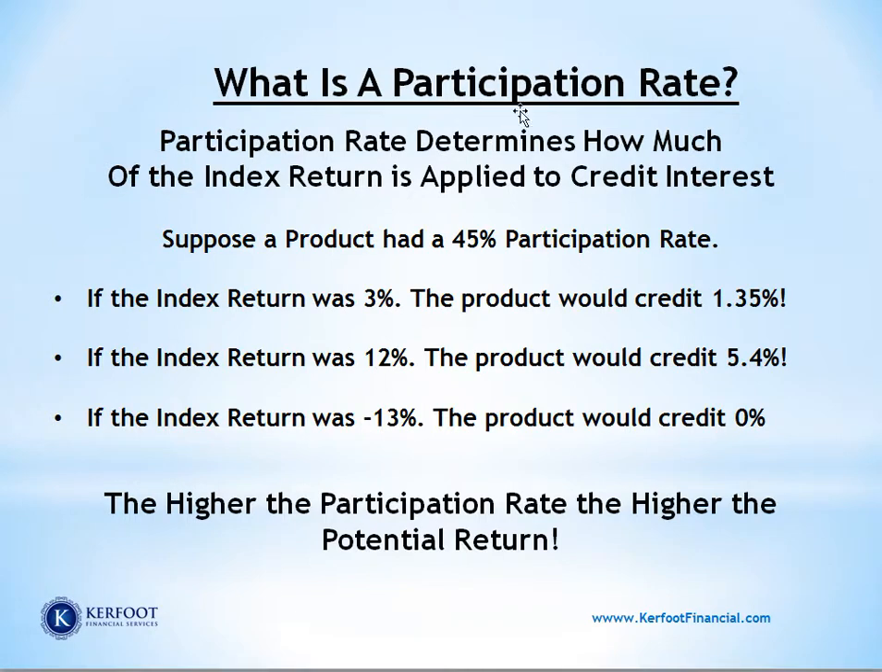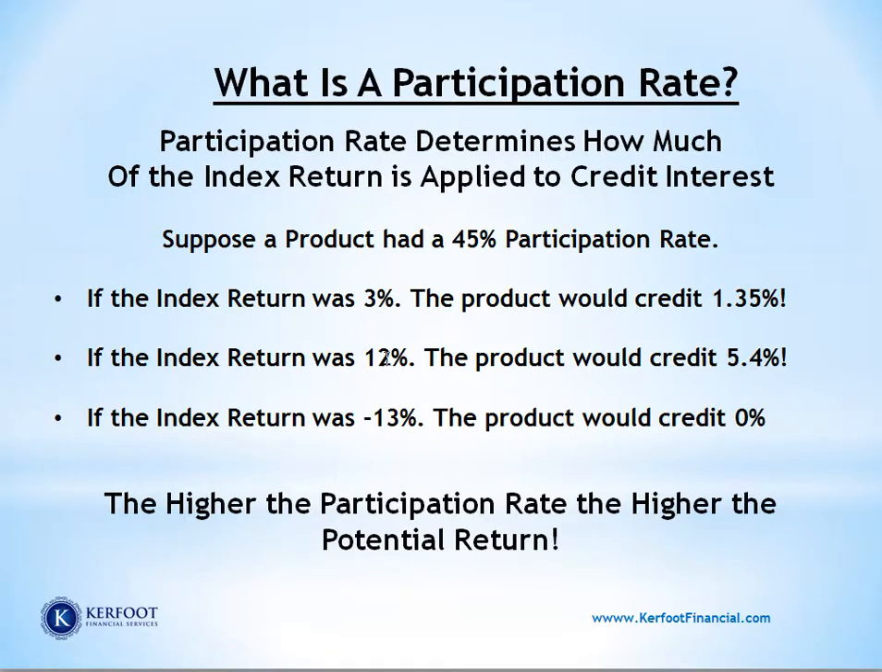What's a participation rate? A participation rate determines how much of the index return is applied to credit interest. Suppose a product had a 45% participation rate. If the index return was 3%, 45% times 3 would give you 1.35. So your return that year would be 1.35%.